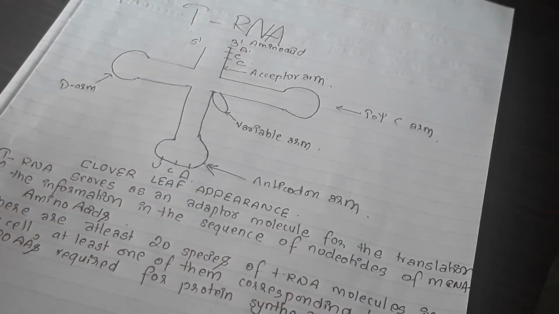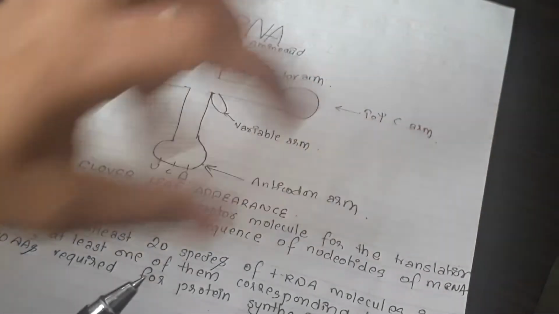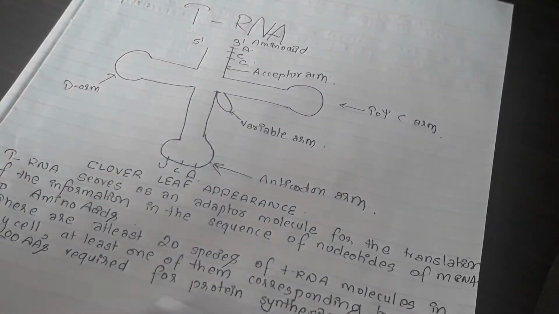It serves as an adapter molecule for the translation of information in the sequence of nucleotides of mRNA into amino acids. From nucleotides it has to go to amino acids, and from amino acids it forms the protein. So whatever information is in the mRNA has to be converted into amino acids, and that is done by the tRNA.